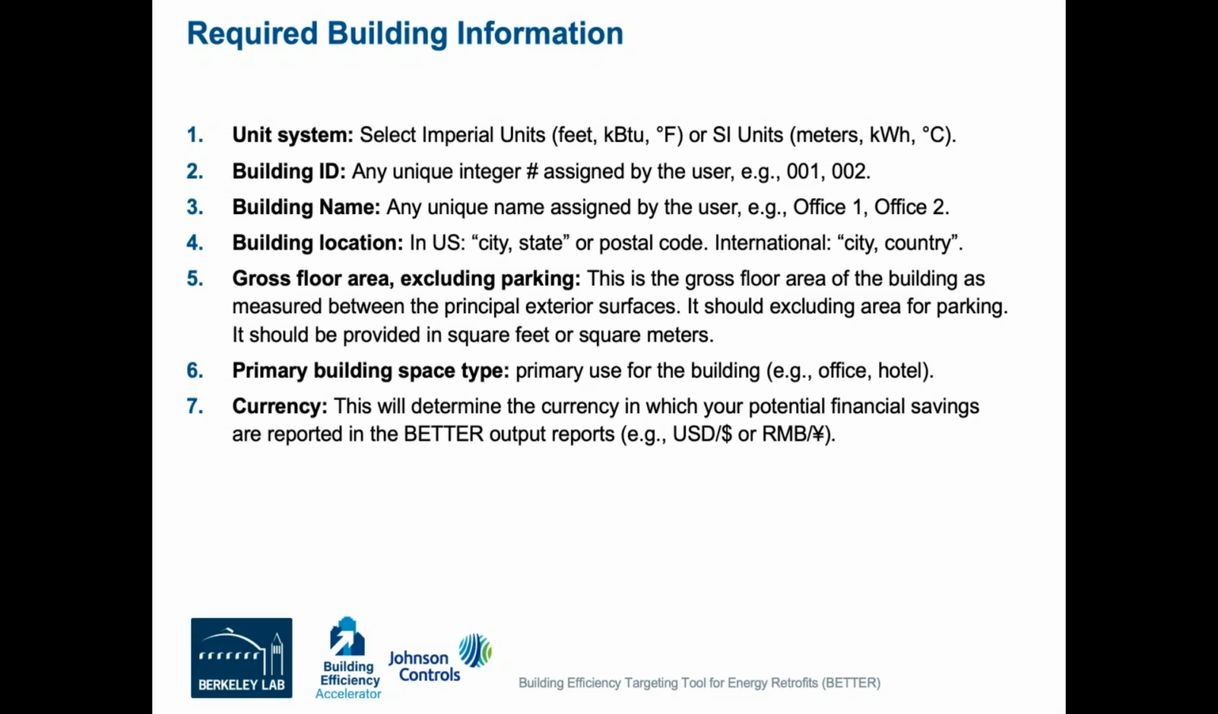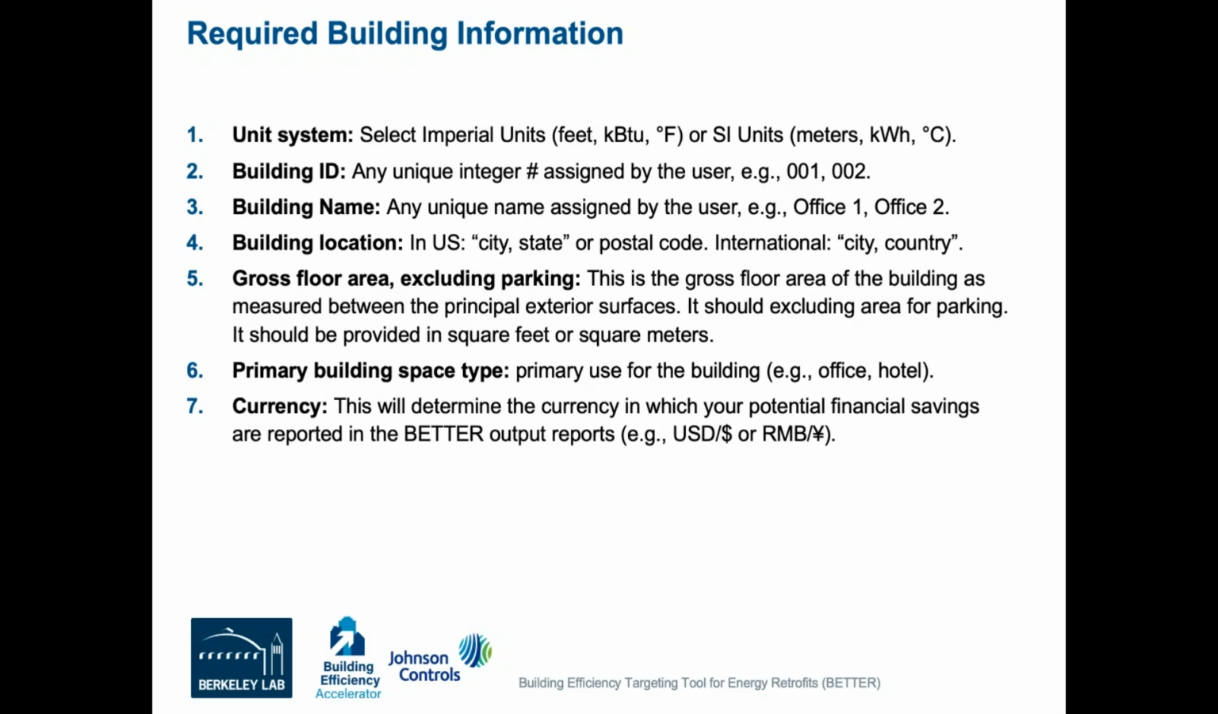Most important is location. So if a building is located in the US, our tool requires information such as city and state or postal code. If the building is located internationally, just the city and country is sufficient. We also require for each building that Better analyzes the gross floor area, excluding parking. And what we mean by gross floor area is the area of the building as measured between the principal exterior surfaces. It should include area for parking. It should be provided in square feet or square meters.